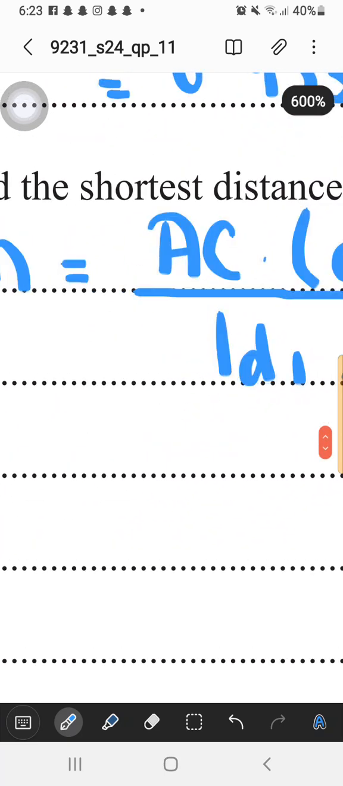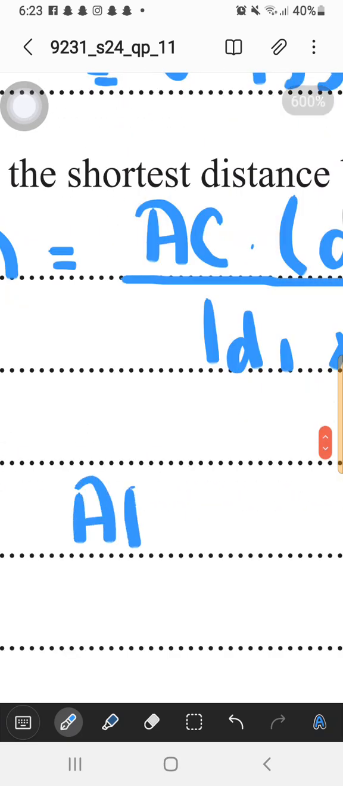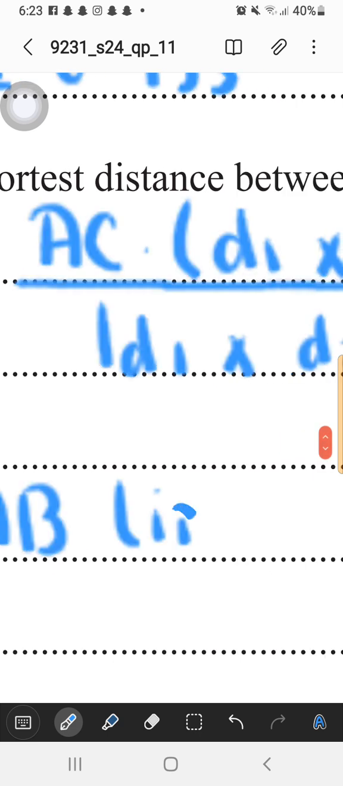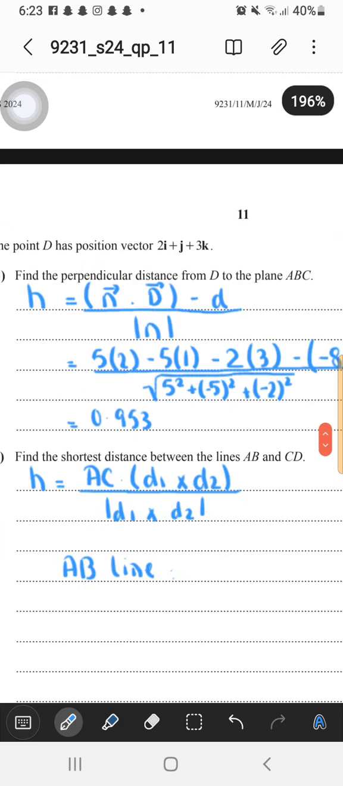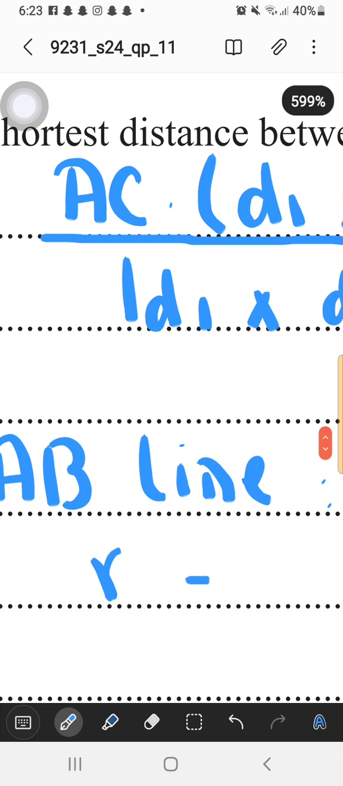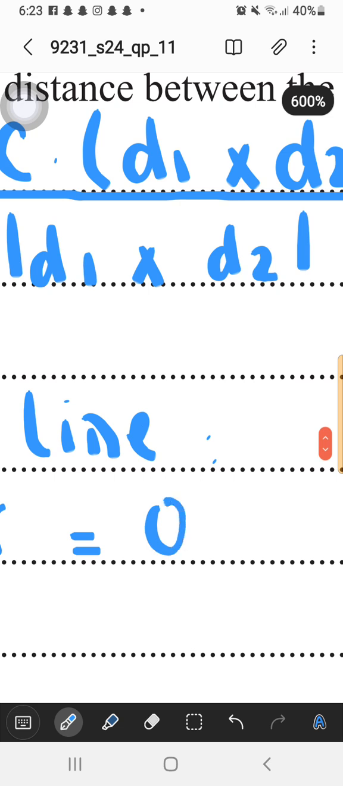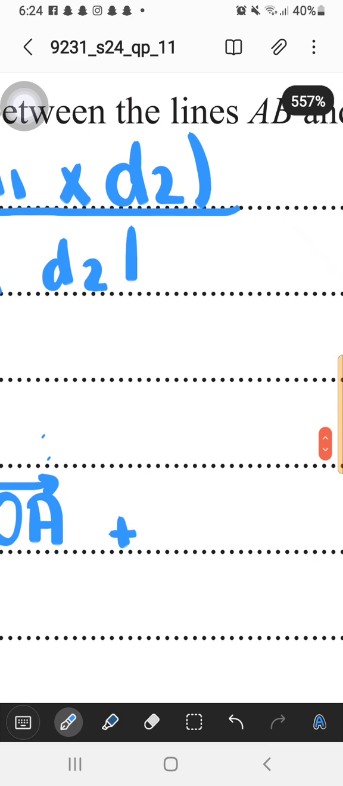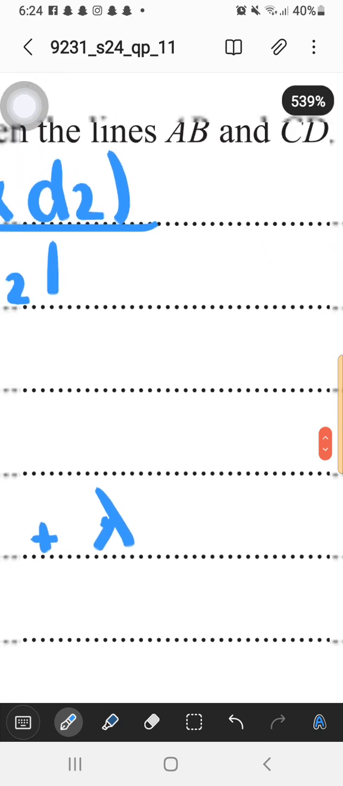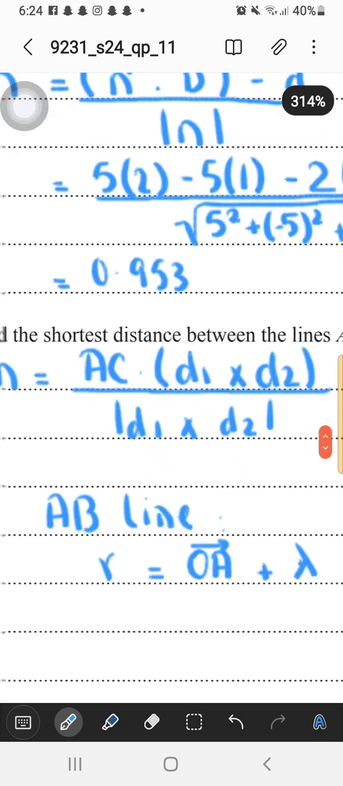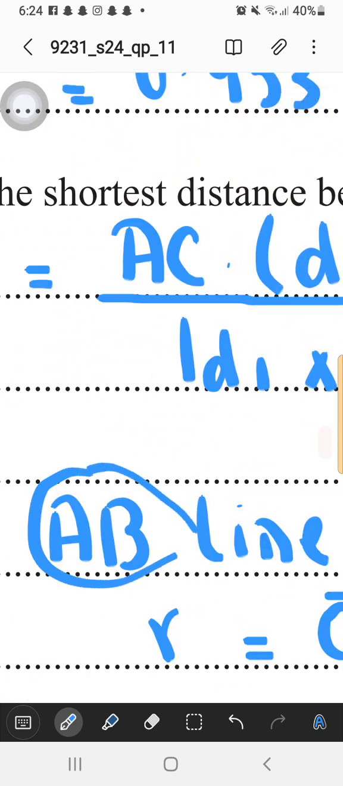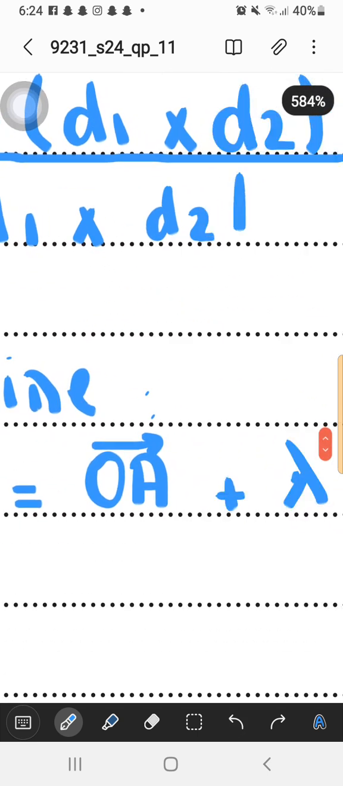Okay, so for line AB, the structure is r is equal to a position vector on a line. Let's say a position vector on the line will be OA, plus lambda multiplied by the direction vector, which will be AB. The direction vector forms when there are 2 points on the line, so we can find the direction vector. So it is lambda AB vector.